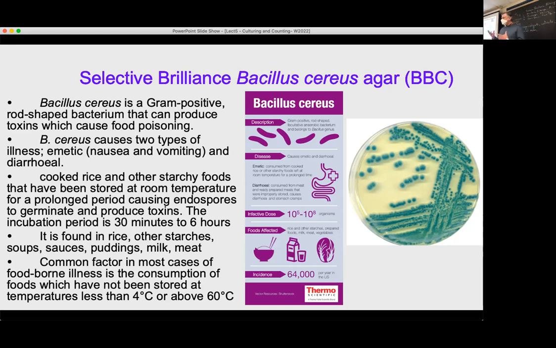So what's the point of this? I want to show you, there's a selective media where it's really bright and green. If you have your vomit sample or your stool sample and you've isolated bacteria from that, you can see that, yes, this person has a Bacillus cereus infection. It says that a gram-positive, rod-shaped, facultative anaerobic bacteria belongs to the Bacillus genus. So it's like a gram-positive rod.